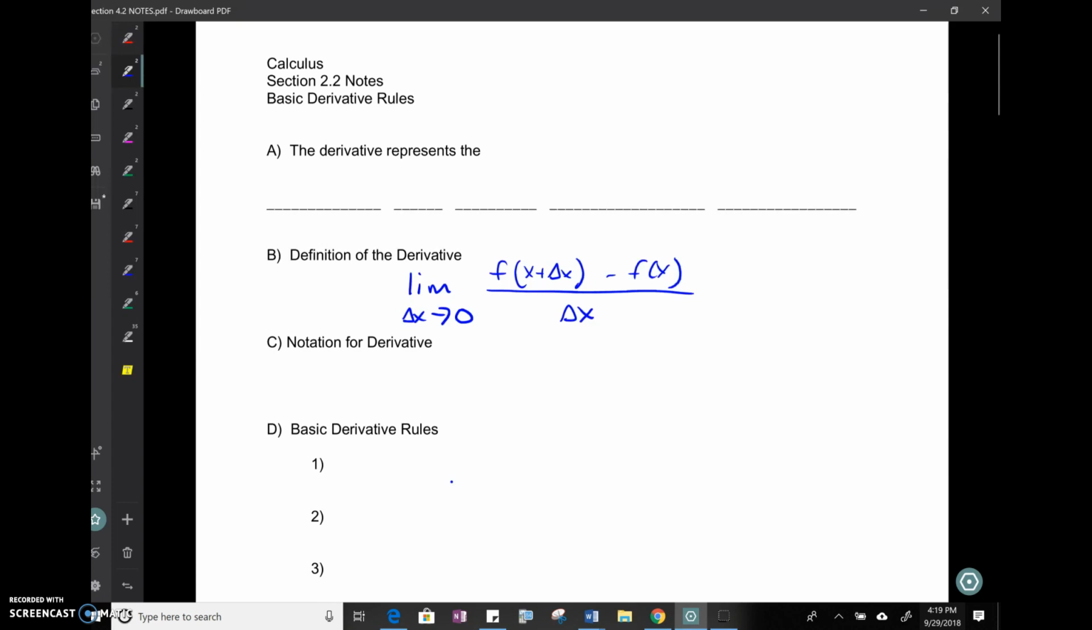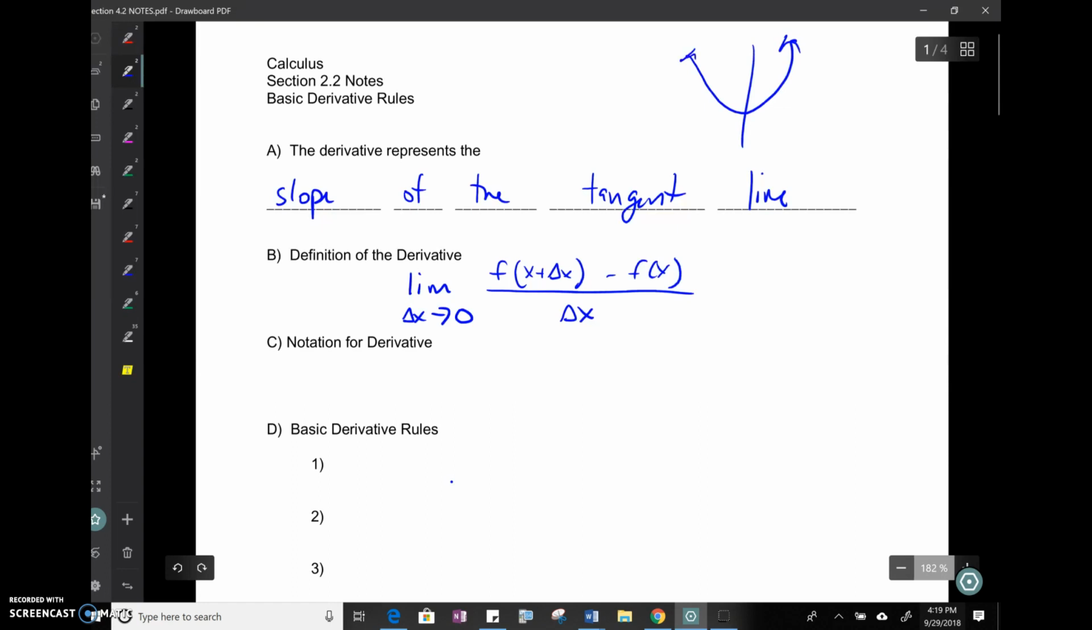So let's review. The derivative represents the slope of the tangent line. And it's the tangent line because if we're looking for average rate of change, you would just pick 2 points and find the average rate of change. That's a secant line. But we want the instantaneous rate of change, so if we just want the slope at that particular point, we need to find the slope of the tangent line to the curve. So derivative just means slope.